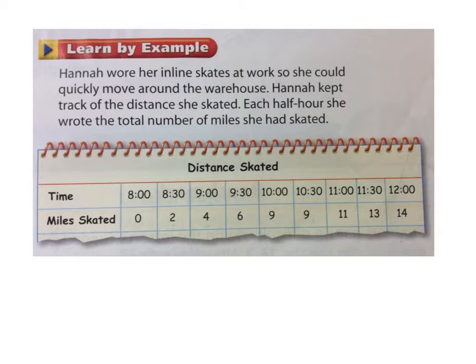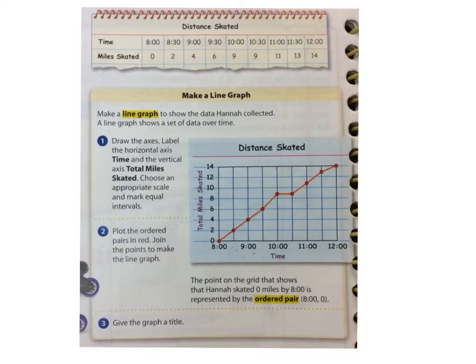Can we take this data and put it into a line graph? Yes. Okay, so we can turn this data into a line graph. The first thing we need to do, here's that same data up here, right? By 12 o'clock, she had skated 14 miles. So to make a line graph, the first thing you need to do is draw the axes. So you'll see here that they drew an x-axis right here and a y-axis here.